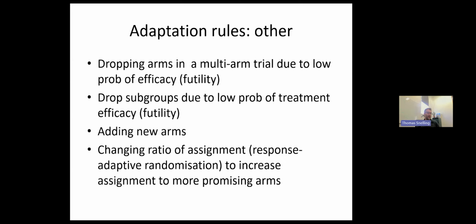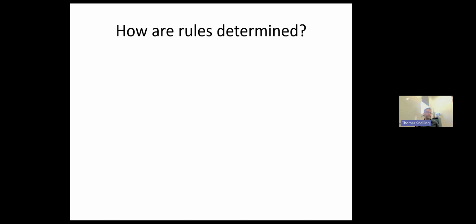And then the other rules that we often see are rules around changing the ratio of assignment to the alternative interventions or treatments that are under study. Generally this is so that you will assign more future participants to any arms that are looking the most promising, and fewer participants to any arms that are not looking as promising, with the expectation that if an arm is looking futile, it will be dropped.